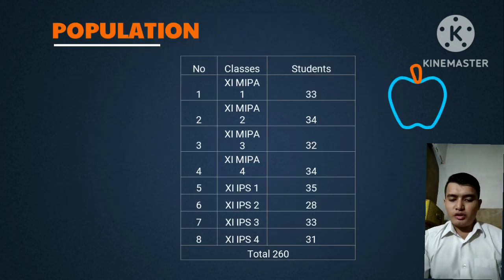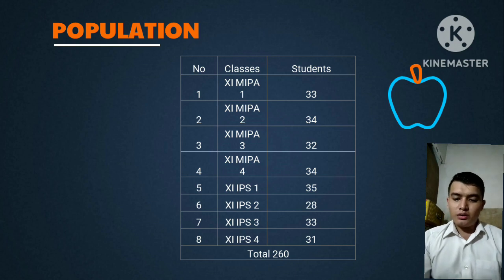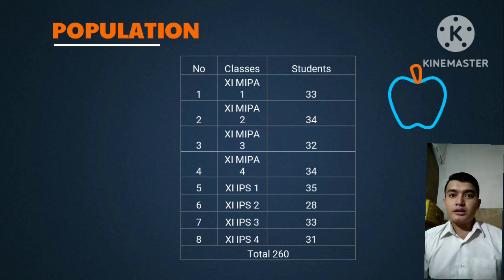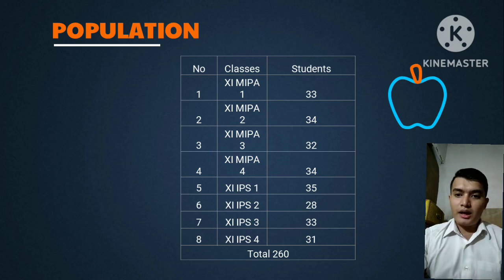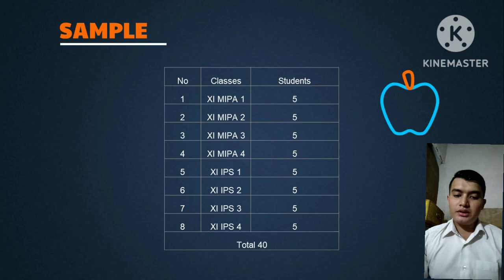We come to the population. The population is the whole object of research. According to Arif Fadilah, the population is a region of generalization consisting of objects or subjects which have a certain quantity and characteristic determined by the researcher to be studied and then concluded. In this research, we have a population of 260, and we come to the sample.